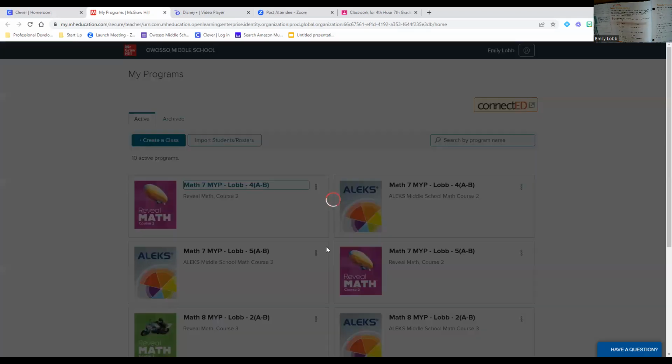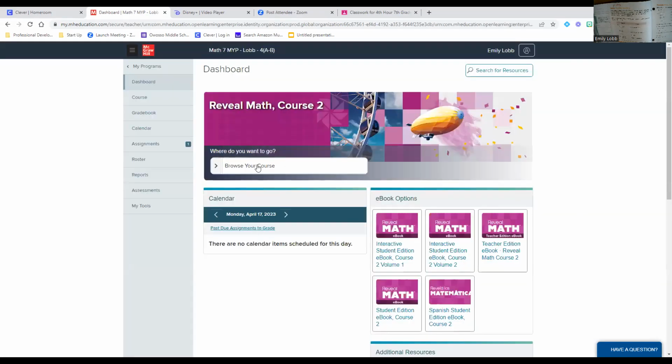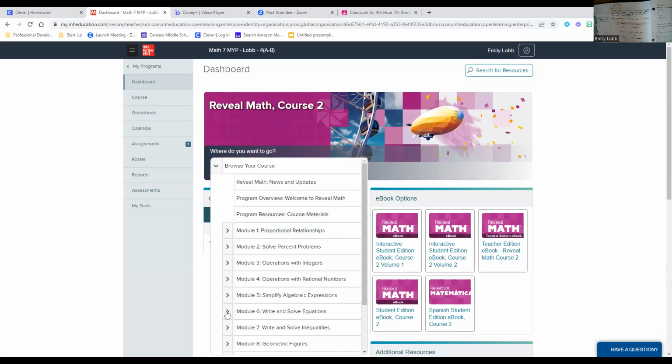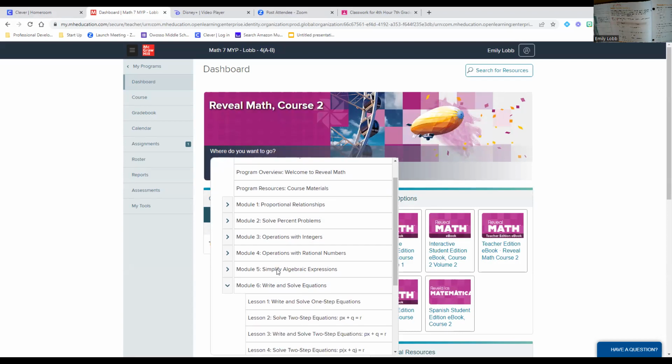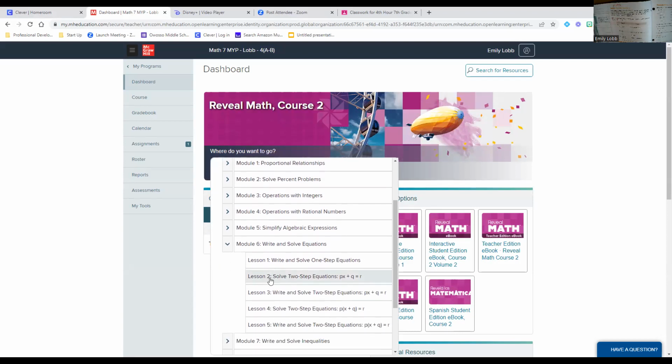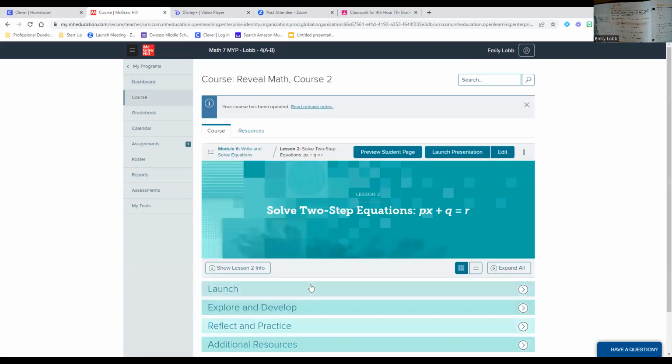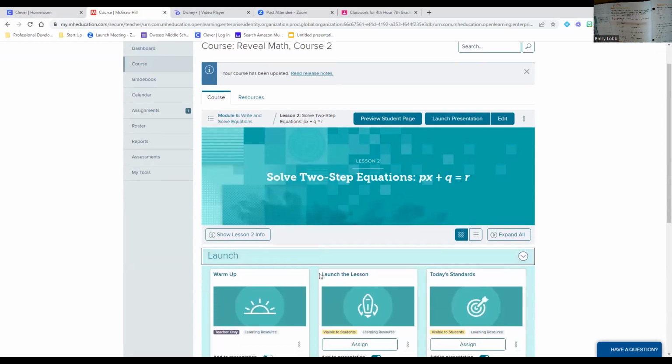Once you are in the purple reveal side of the app here, you'll go to browse your course, drop down the caret for module 6, and then click on lesson 2 where it says solve two-step equations. Let's just launch the presentation because we'll just hop through it real quick.